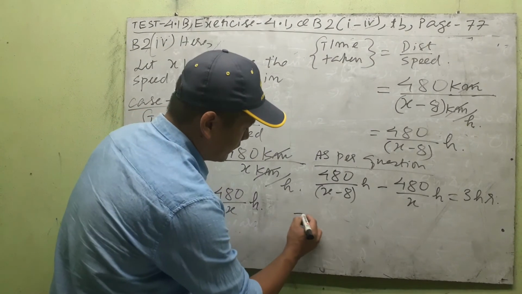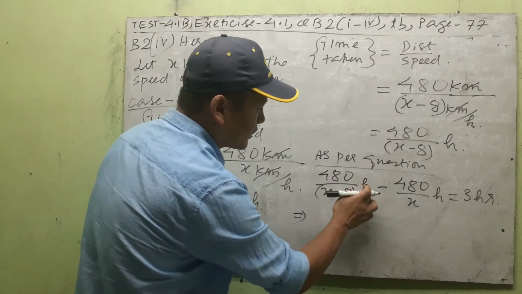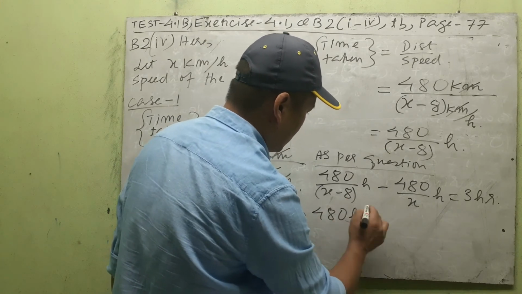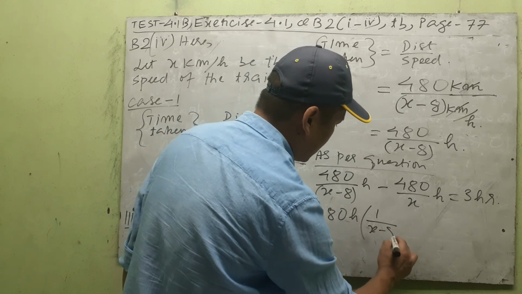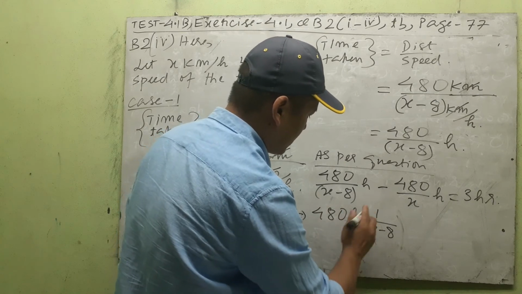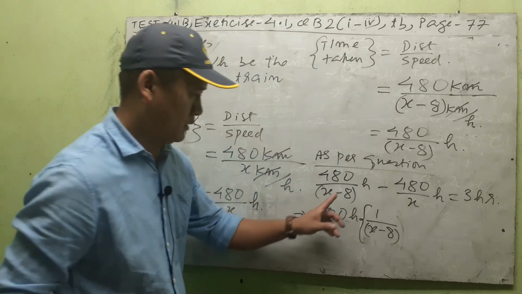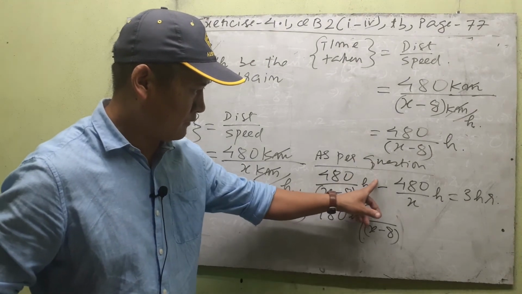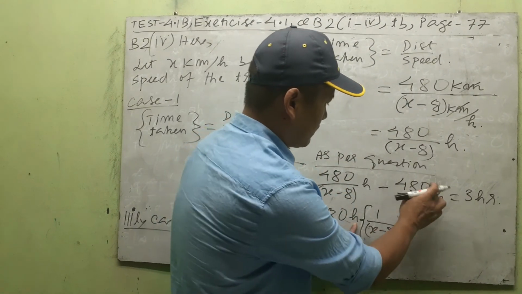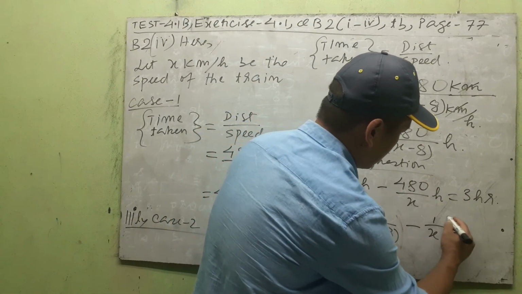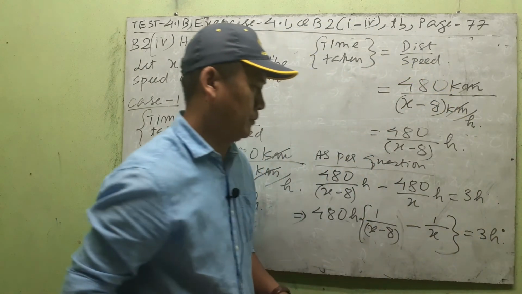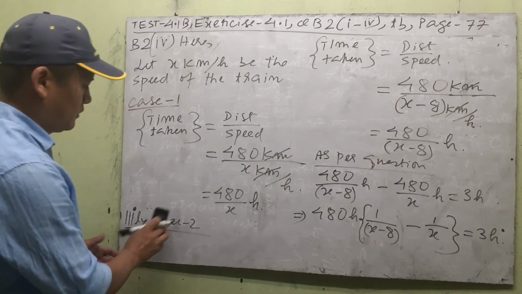Now, you can take out the common factor you see here. 480 hour, 480 hour. So 480 hour you take out, into 1 divided by x minus 8. Sorry, not bracket, x minus 8. This bracket, if you want to put, then you put your second bracket. Here, 480 hour outside, nothing left, means 1 is there in the numerator by x minus 8, minus 480 hour outside, nothing left, means 1 is there by x, equal to 3 hours. HR or H is the same. And we can go and solve.